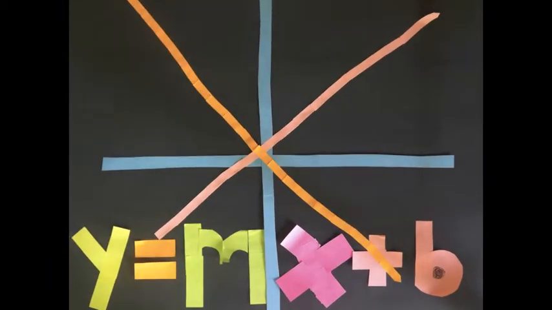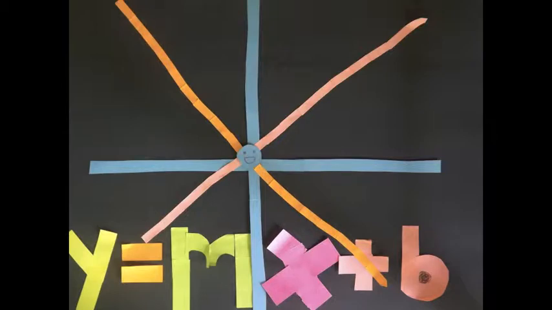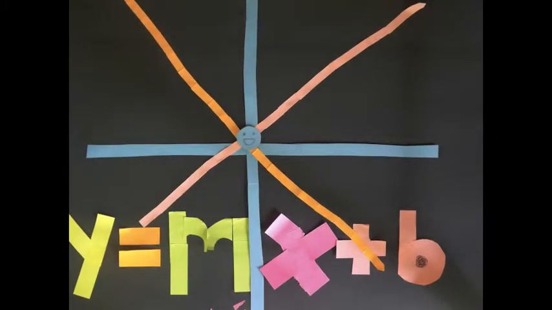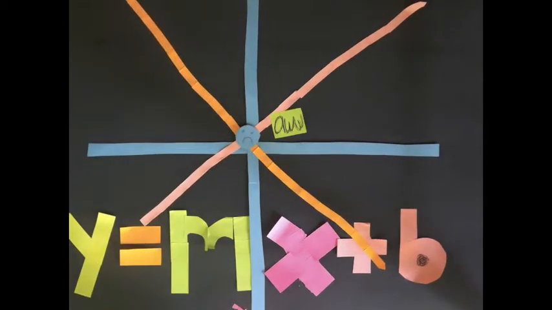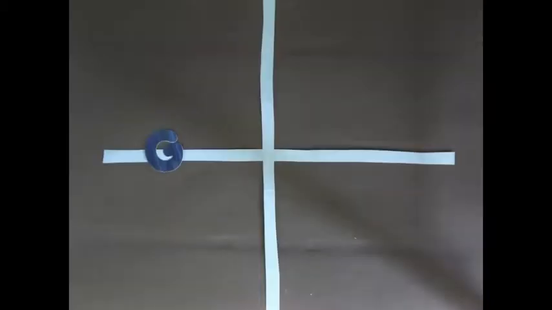When you have two lines, that is called a linear system. The middle point of the linear system is called the point of intersection, and it is the solution to the system. But that's not all. How exactly are we supposed to find the solution? There are three ways. The first way is graphing.